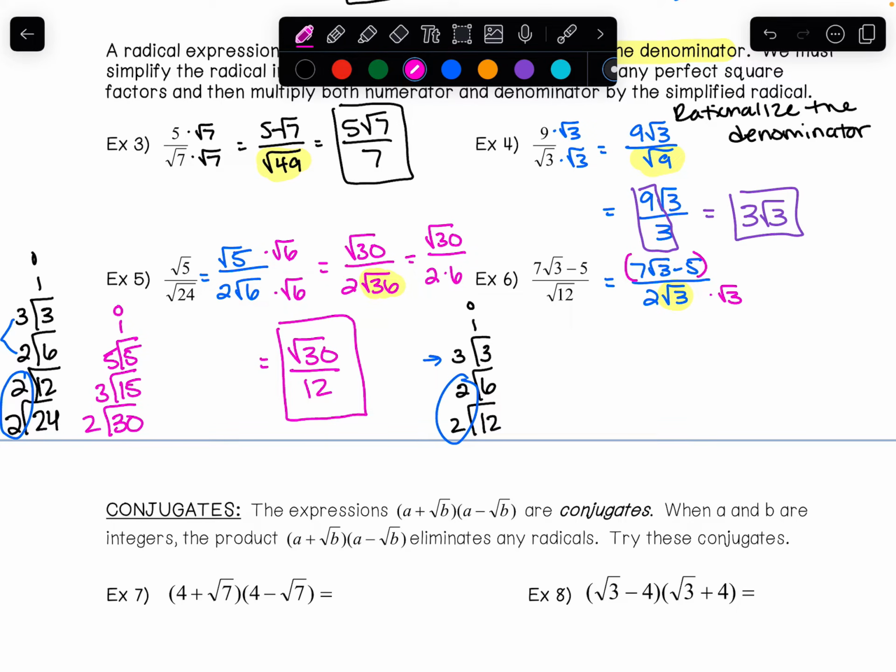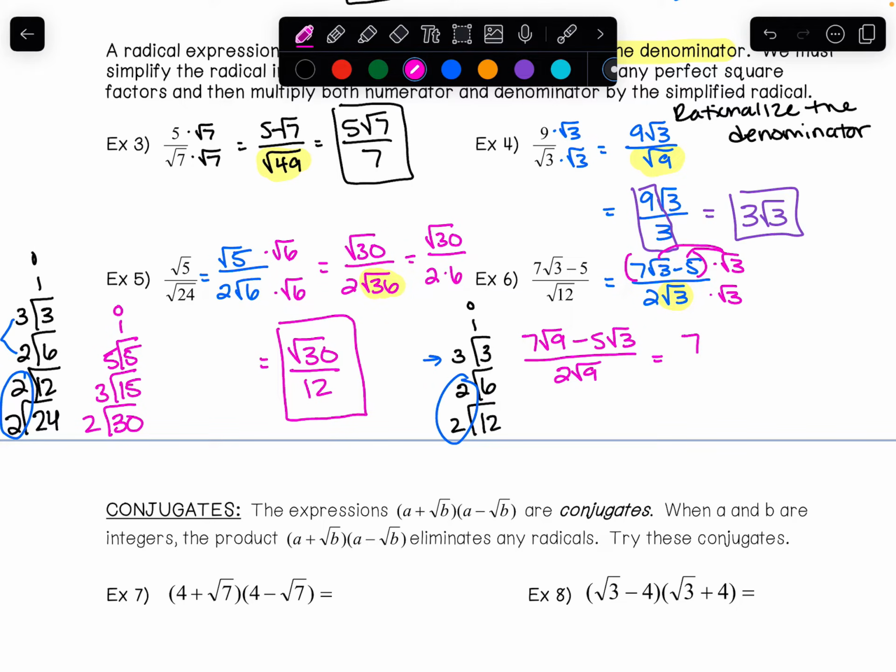In my numerator, I have to be careful. My numerator has 2 terms, so I need to be sure to put parentheses around that. That way I remember to use my distributive property. So 7 square roots of 3 times the square root of 3 will be 7 square roots of 9. Minus 5 times the square root of 3 is 5 square roots of 3. Divided by 2, and then the square root of 3 times the square root of 3 is the square root of 9. So let's try to simplify this.